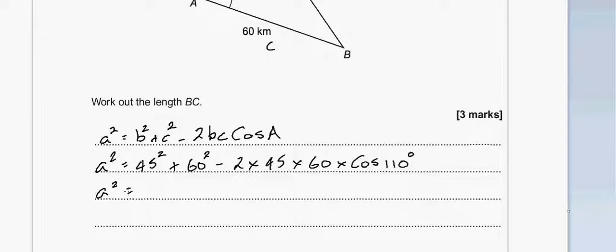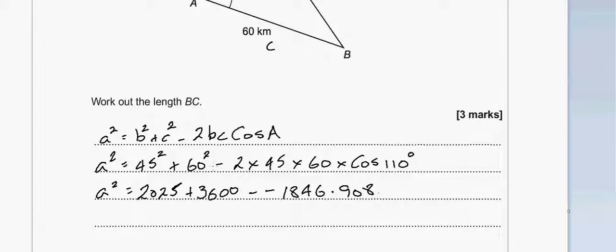So a squared equals, so now we go to the calculator, 45 squared is 2025, so we've got 2025 plus, clear that, we have 60 squared is 3600, so we have 3600 minus, now I just do this all in one fell swoop on the calculator, so I just go 2 times 45 times 60 times cos 110, and that will give me minus 1846.908.